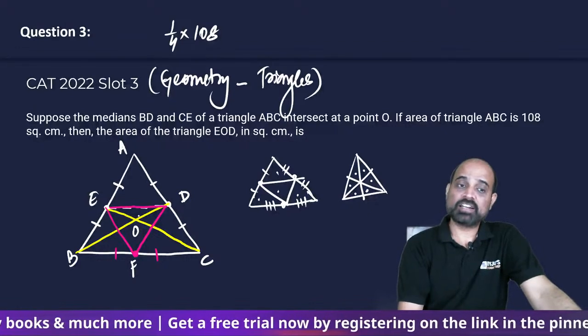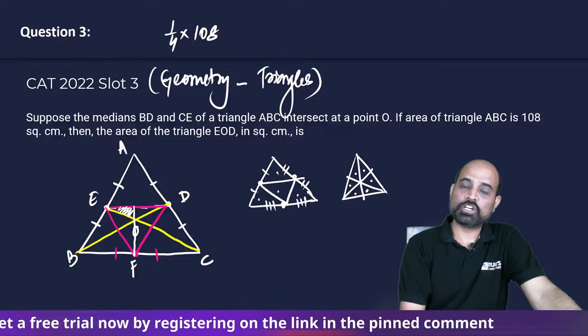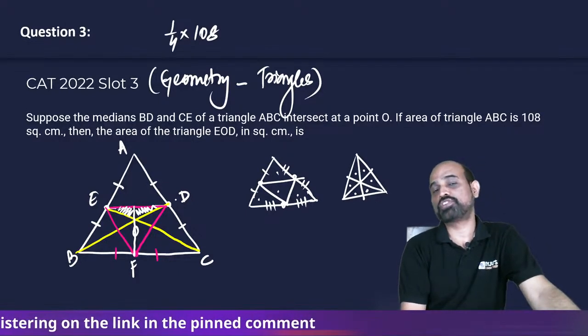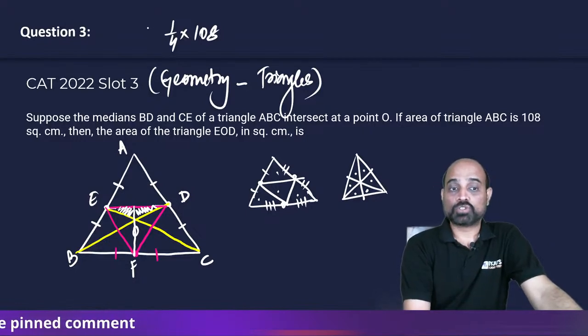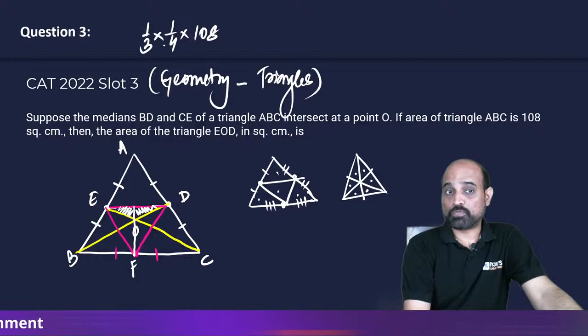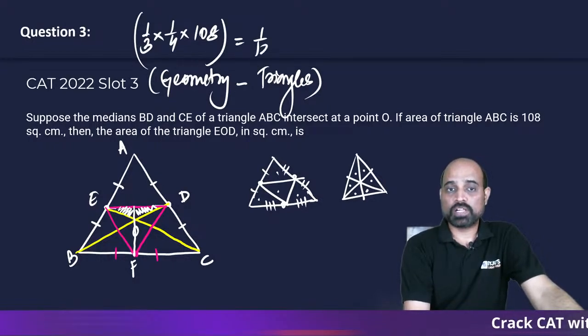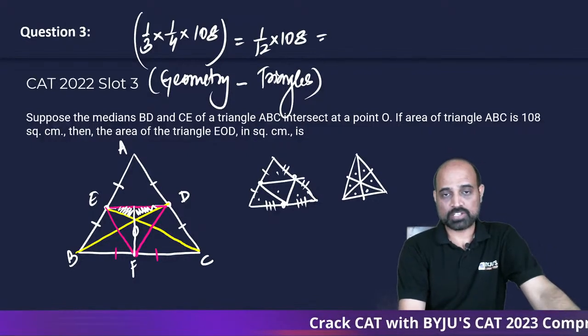Now, if this is 108 and if I join the median, this area is going to be 1/6 of EDF. This one is going to be 1/6 of EDF. 1/6 and 1/6 means 1/3. So the area of triangle EOD is 1/3 of 1/4 of 108. Now this is 1/12 of 108. And what is 108 by 12? 12 into 9 is 108. So the answer is 9.